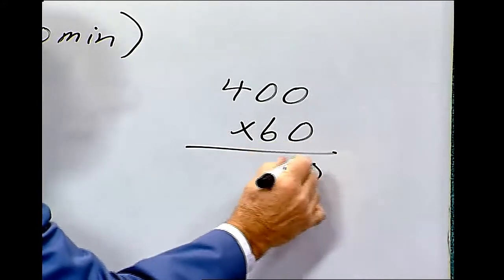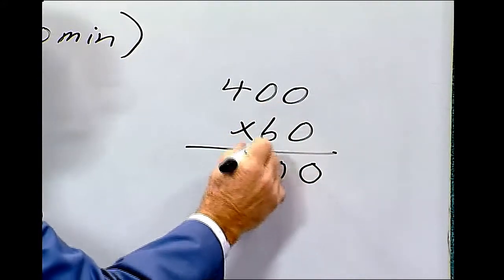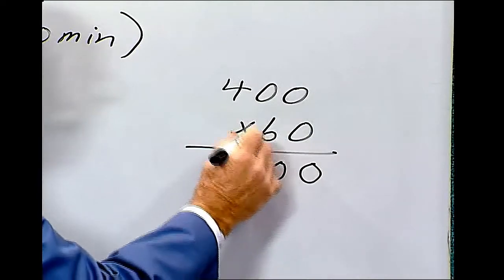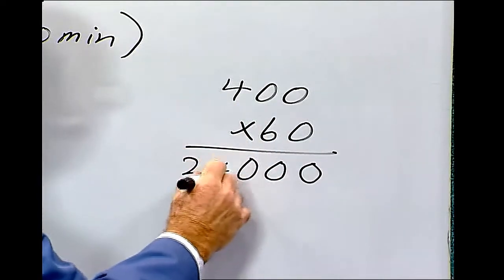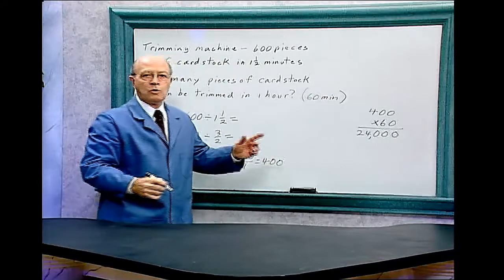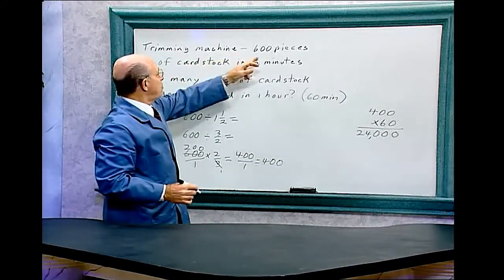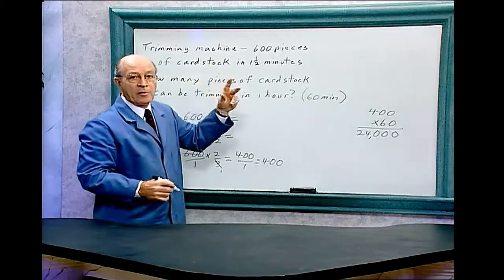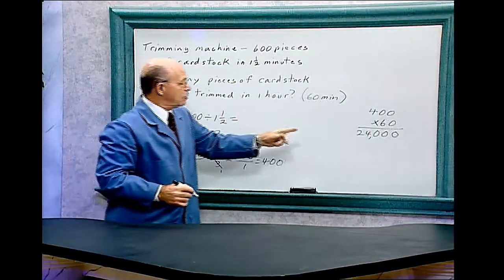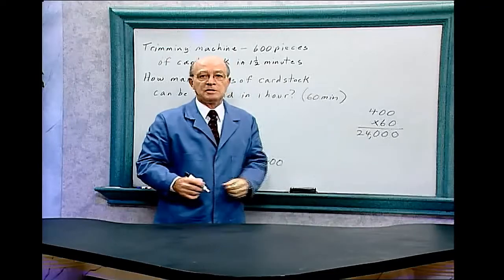Bring down the 0. 6 times 0 is 0. 6 times 0 is 0. 6 times 4 is 24. So in 1 hour, this trimming machine that trims 600 pieces of cardstock in 1.5 minutes can trim 24,000 pieces of cardstock.